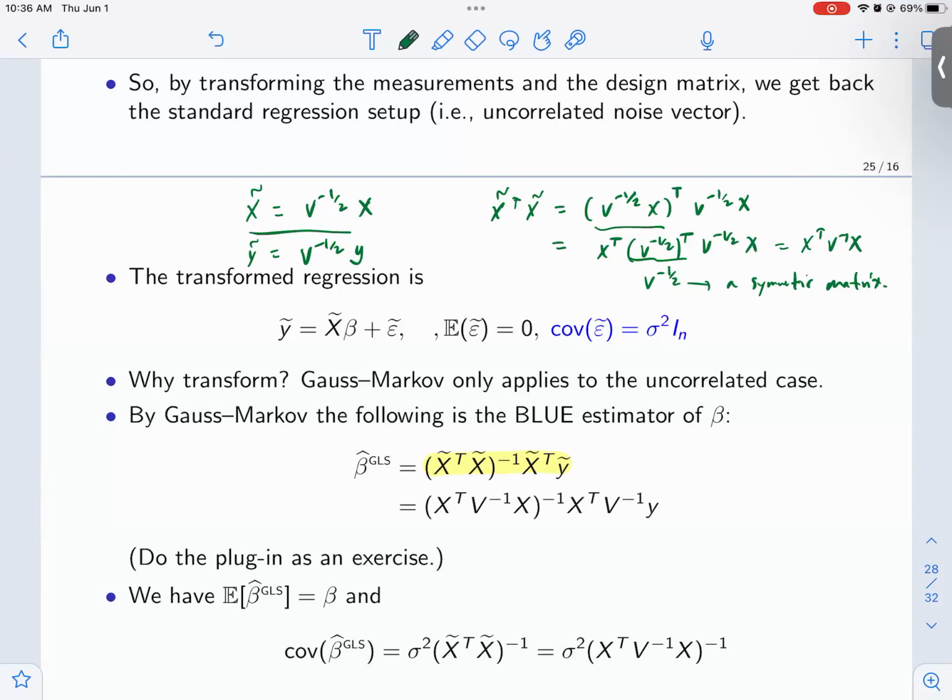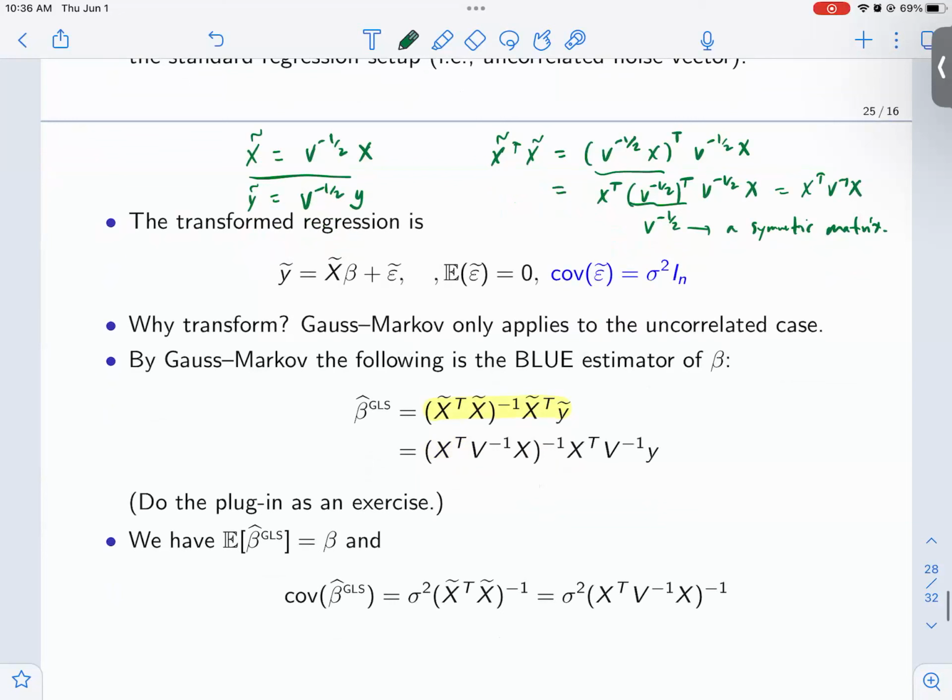And this is generalized because the very first time, when we assumed that the covariance of epsilon is sigma squared I_n, if the identity is V, then all the V's go away, and that's what we did before, right? So it's called generalized because it's a generalization of OLS. If V was identity, you get back to OLS. But this is more general. V could be more general.